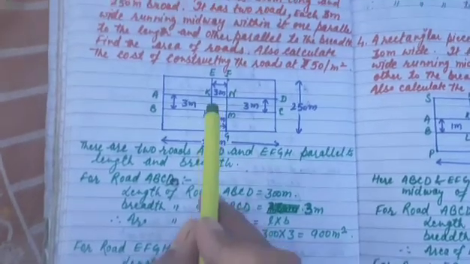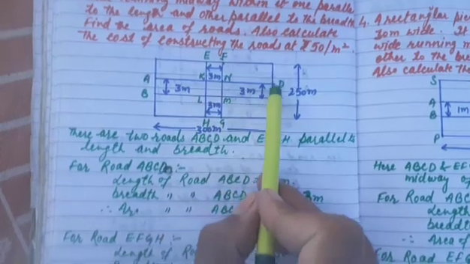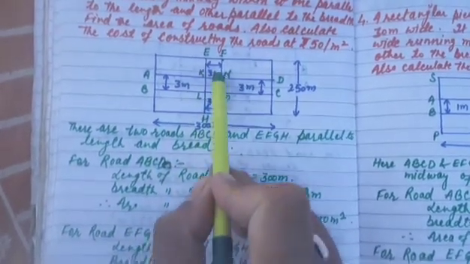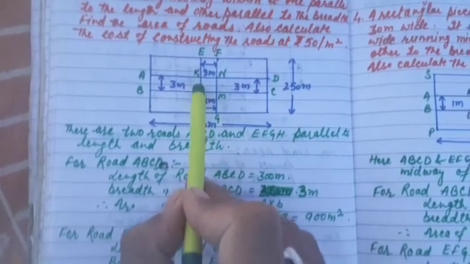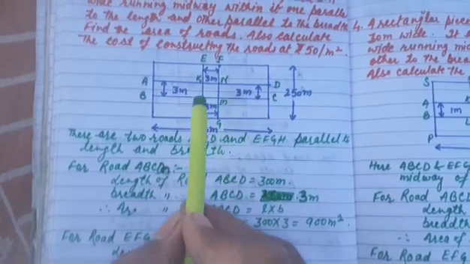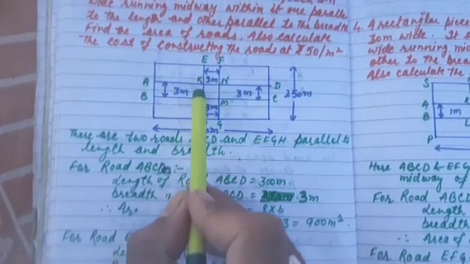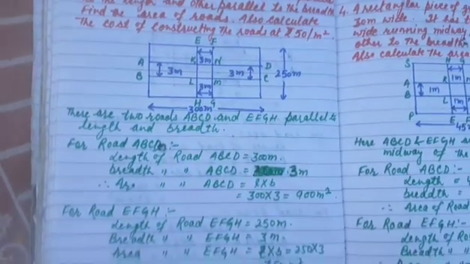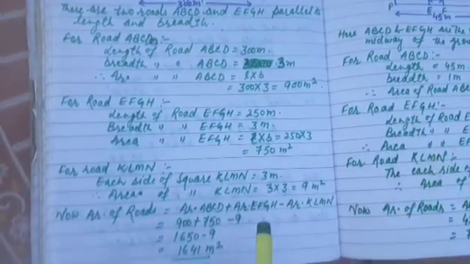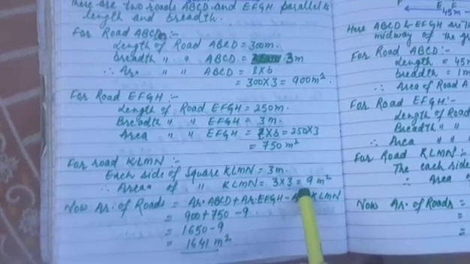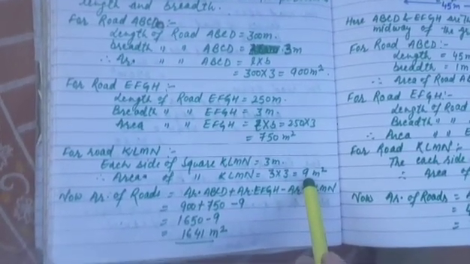Now this common region is counted two times, as it is in this road and also in this road. So we have to subtract this region once. The common region KLMN has each side 3 meter, 3 meter, 3 meter, 3 meter, which means it is a square. Now the area of this square KLMN is side into side, that is 3 into 3, which is equal to 9 meter square.